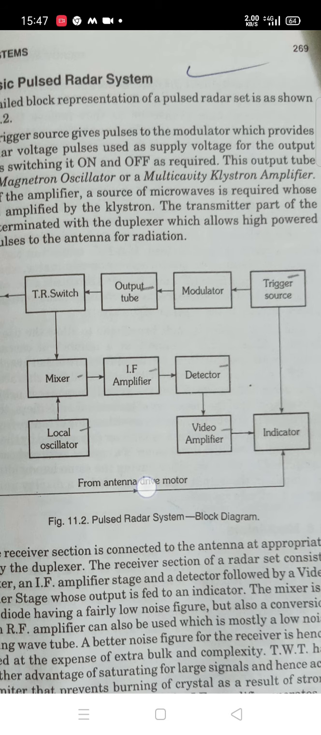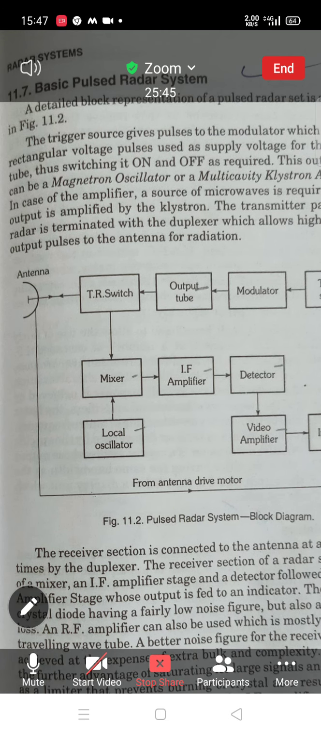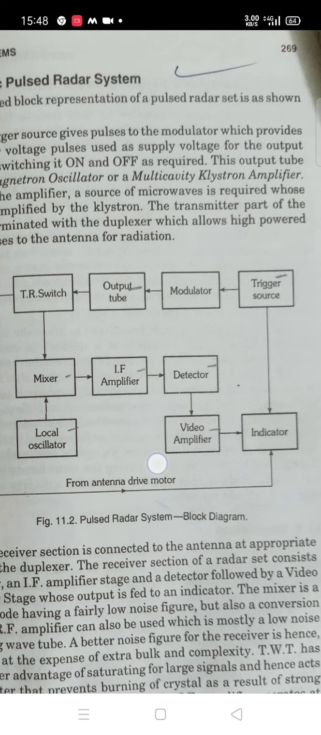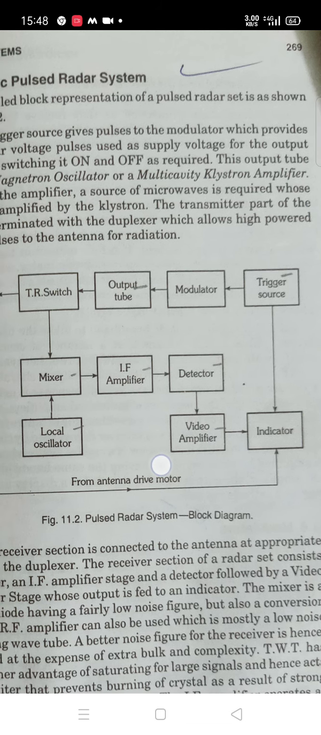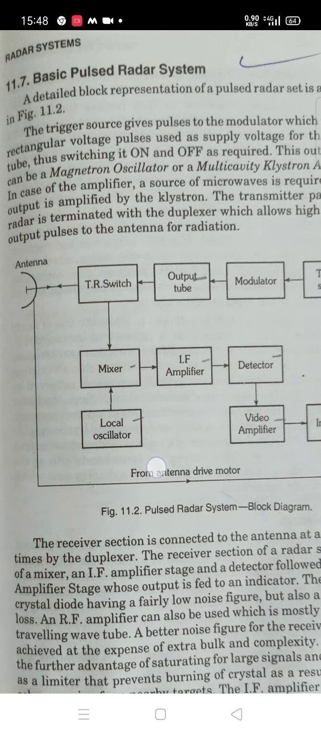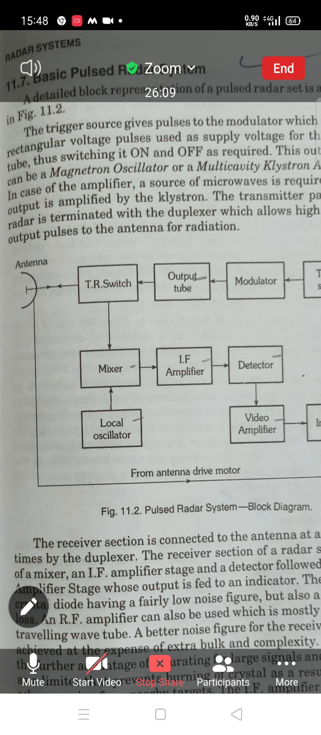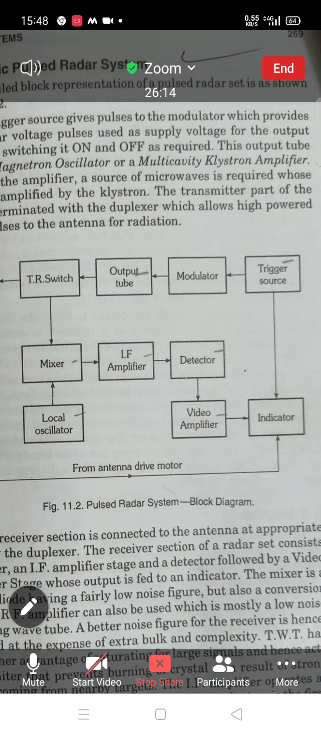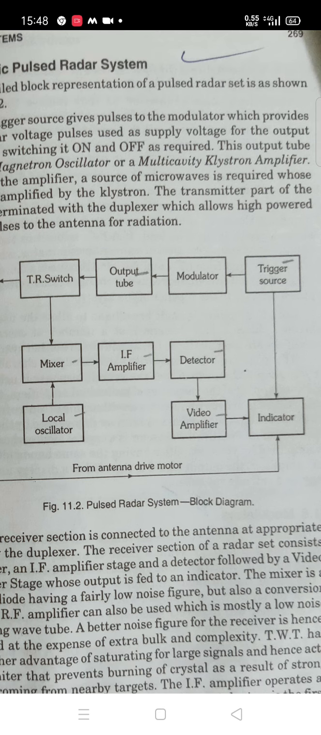So this is all about the basic pulse radar system, and this is the antenna. This antenna will be controlled by the duplexer. So whenever the pulses are sent from the transmitting antenna, the duplexer will disconnect the antenna from the transmitter and it will reconnect the antenna to the receiver section. So in the transmitter section we have to study trigger source, modulator, output tube and TR switch. In the receiver section we have to study mixer, local oscillator, IF amplifier, detector, video amplifier and indicator. So this is all about the basic pulse radar system.